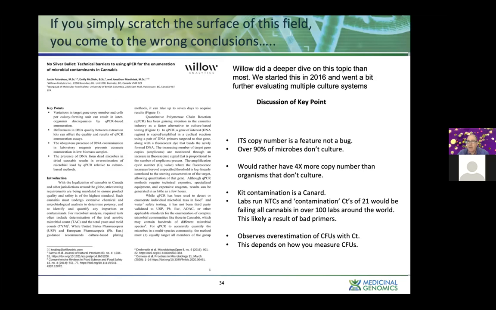And if they were to step back and do this on multiple different plating formats, they would recognize the variance they're seeing is actually related to the culture side of the equation, not the PCR side of the equation. So a few things they brought up that we agree with. The ITS copy number can be a problem, but we don't believe this is a bug. We believe it's a feature, as I mentioned earlier.